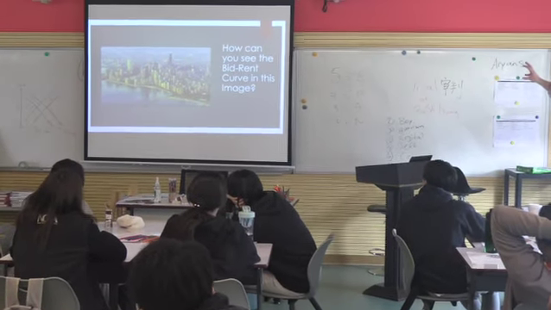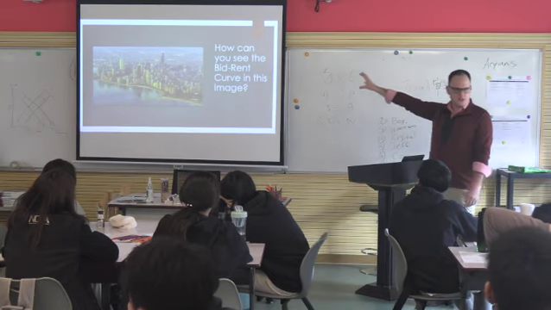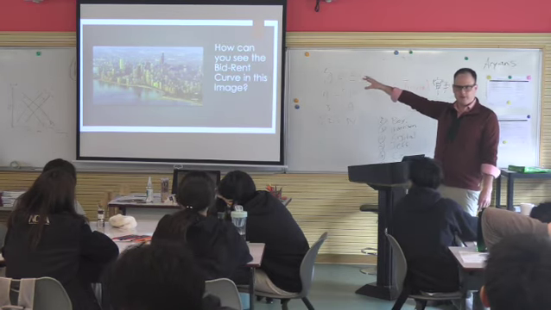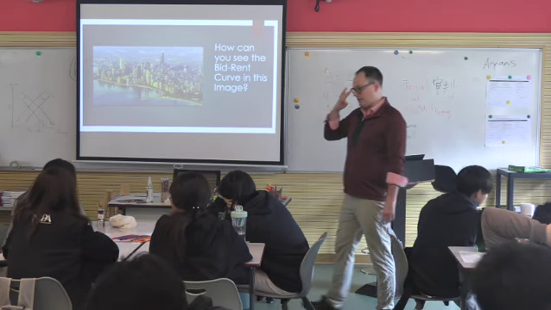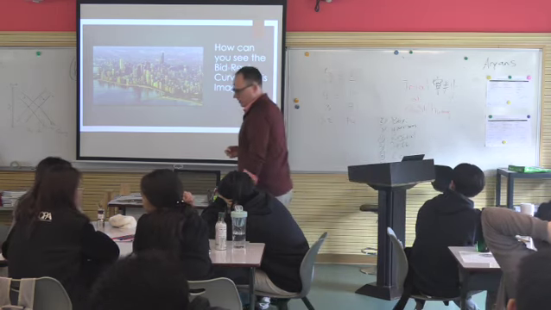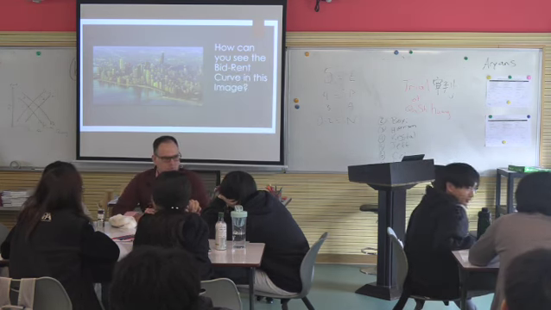How can you see the bid-rent curve in this image? Discuss this with your table right now. How can you see the bid-rent curve in this image? The closer something is to the center of the city, the more money it needs to make.